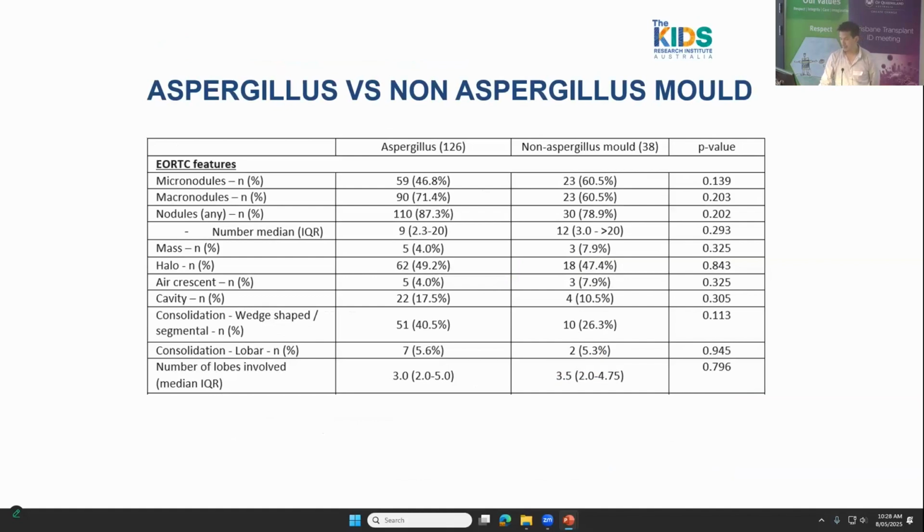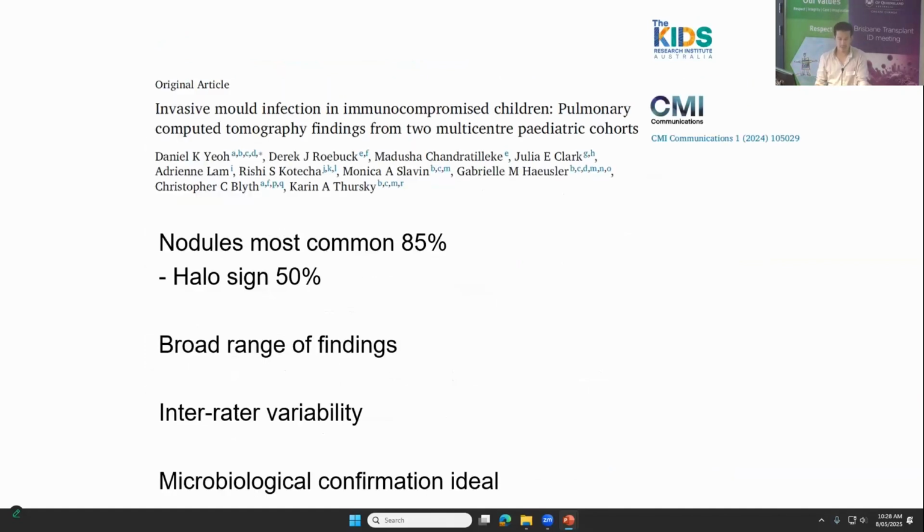And finally, we compared the findings in Aspergillus and non-Aspergillus molds, and we couldn't find any particular feature, either EORTC defined or those broader features, which was predictive of a particular pathogen, really highlighting that we can't tell what's causing these changes just by looking at the scan alone. So again, nodules were most common, halo sign was present in about half, but there was a broad range of findings in this context, with a bit of variability between the 2 radiologists reporting. Together this shows us that ideally we should be pushing for microbiological confirmation in these cases to drive our treatment decisions.